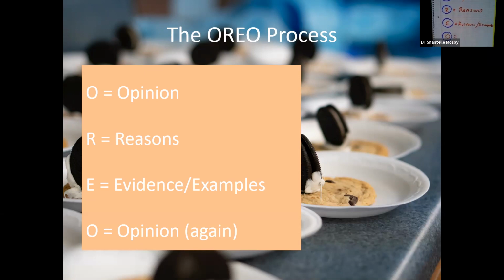And last, you're going to write opinion again. So we have O for opinion, R for reasons, E for evidence or examples, and O for opinion again. If you have not completed this, you will have time to write it as we go along. So let's begin.